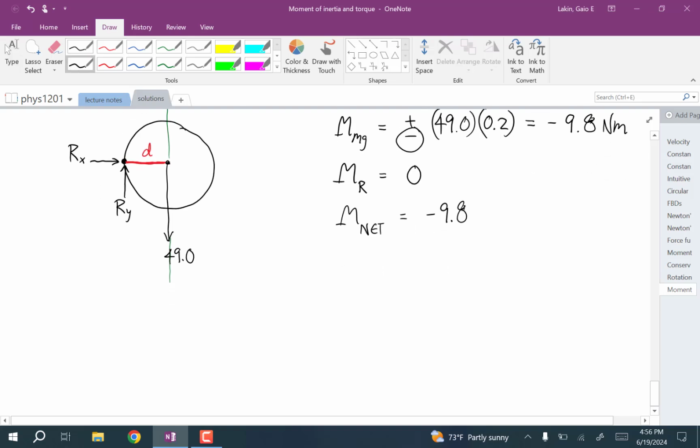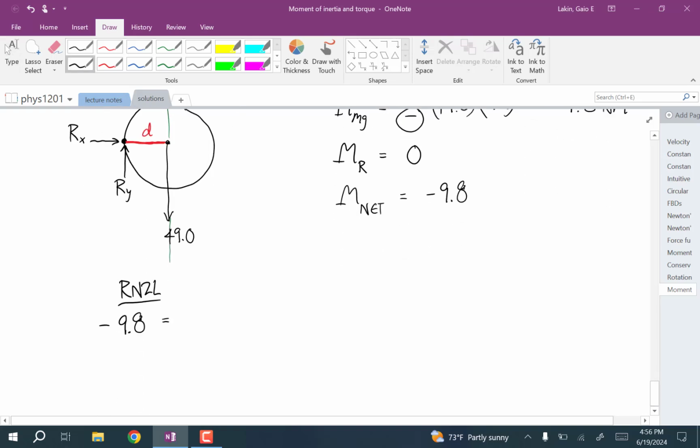Now we have everything we need to plug this stuff into the rotational version of Newton's second law. Negative 9.8 is equal to 0.3 times alpha. And you get that alpha is equal to negative 32.6 repeating radians per second squared.